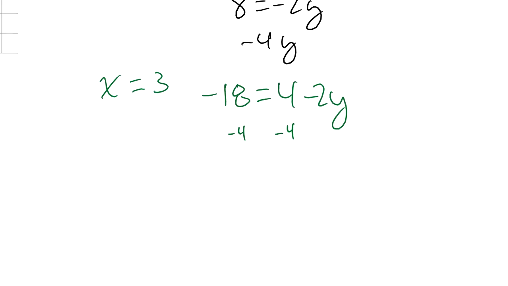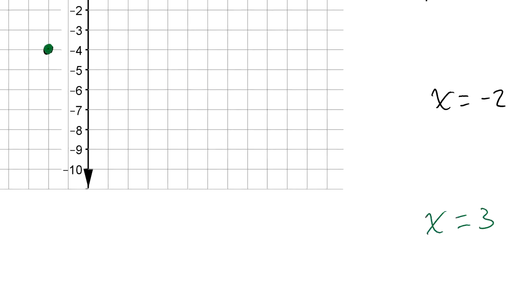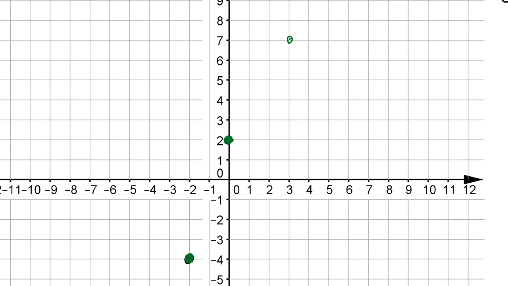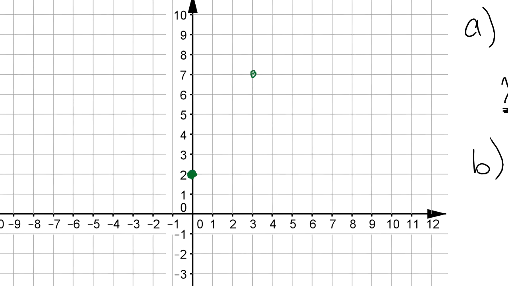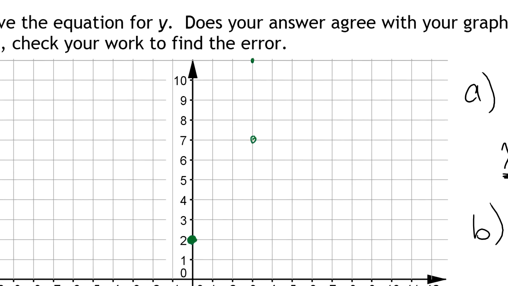So I'm supposed to take away 4. Negative 18 minus 4 would be negative 22. Oh, and that equals negative 2y. Divide by negative 2, I get 11 is what y is. Totally different, right? This point should not be here. It should be at 11, which just barely fits at the very tippy top of this graph, right? That point would be the 11.